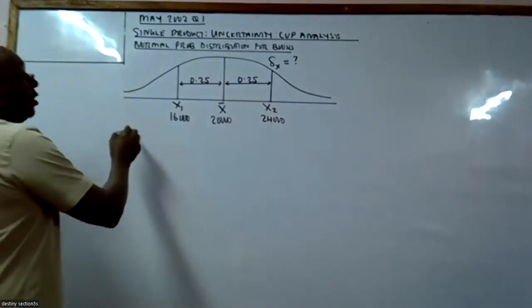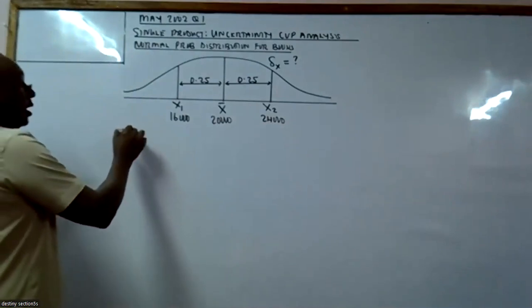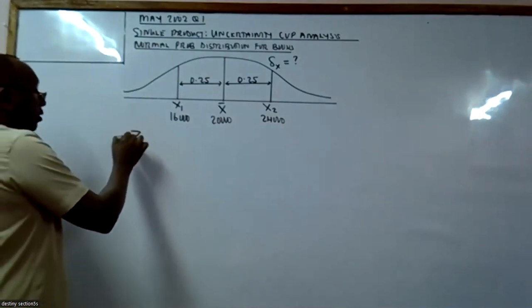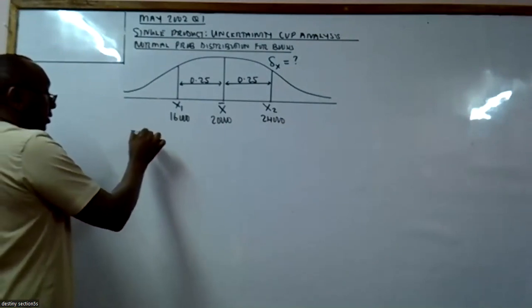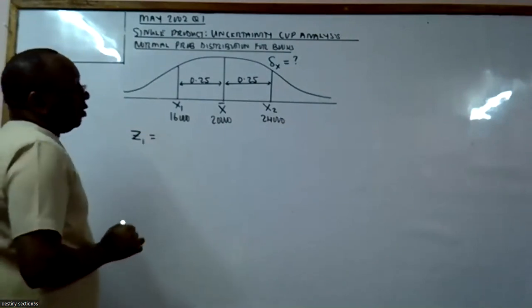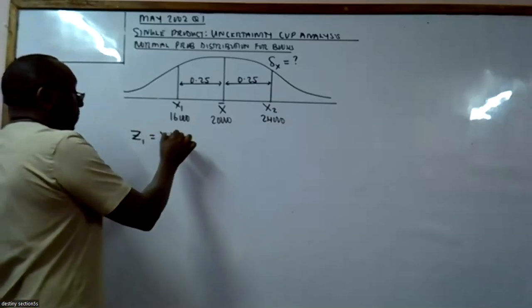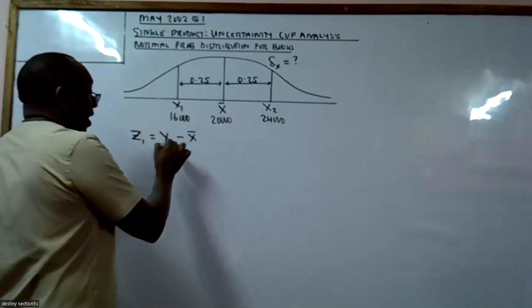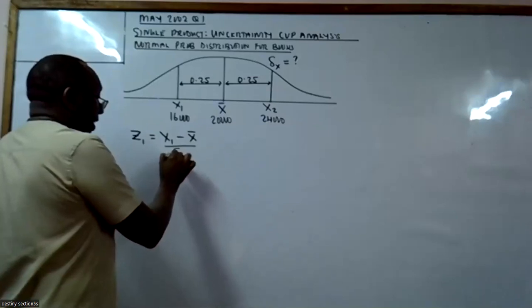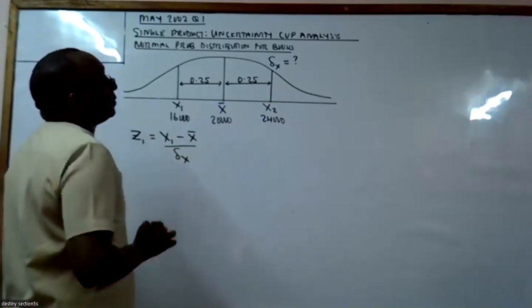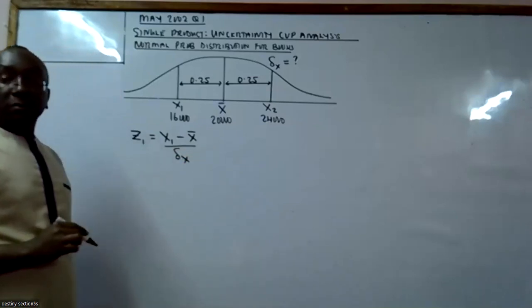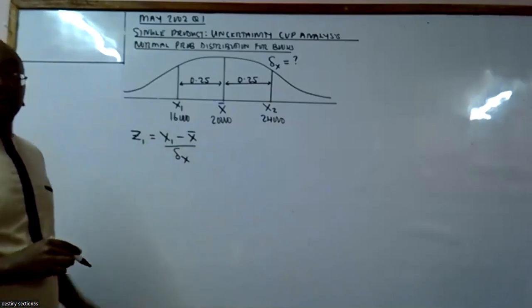And we need to recall that Z1, or Z, is given as X1 minus X bar, you divide by the standard deviation of X.